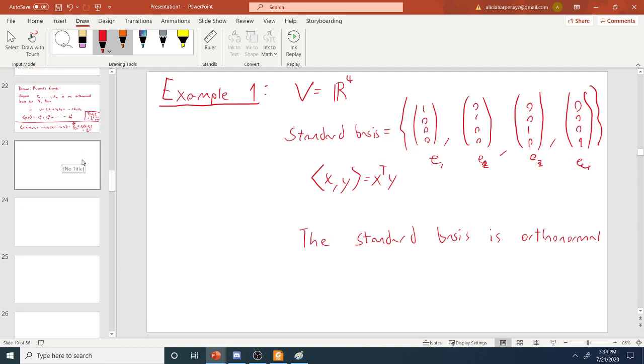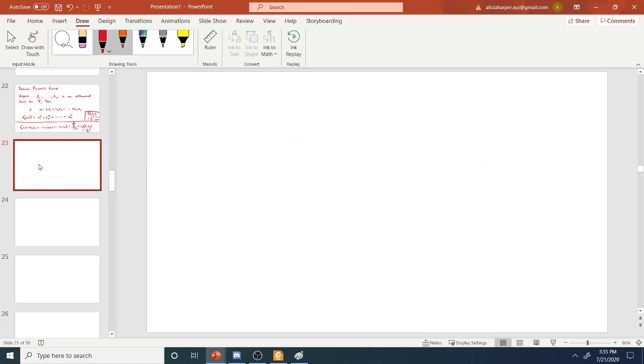Okay. So with that said and done, I want to introduce the notion of orthogonal matrices.